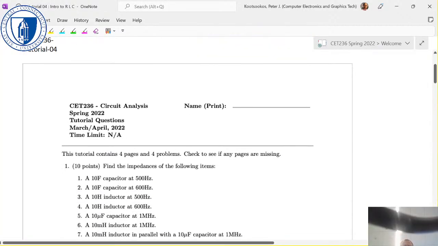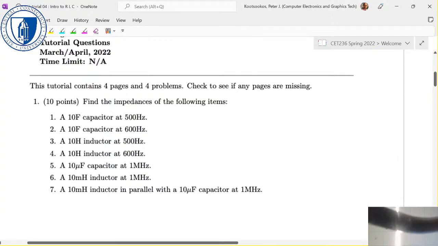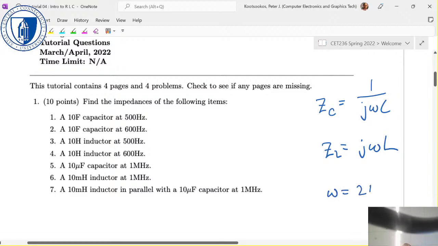So let's talk about the tutorial. This tutorial is an introduction to RLC stuff. The first one is just about finding impedances given the different devices. The only thing you've got to remember is ZC equals 1 on j omega C, and ZL is j omega L. And finally, omega equals 2 pi f, where f is the frequency in hertz.